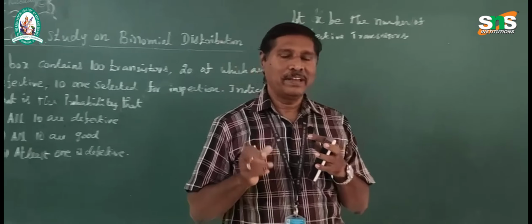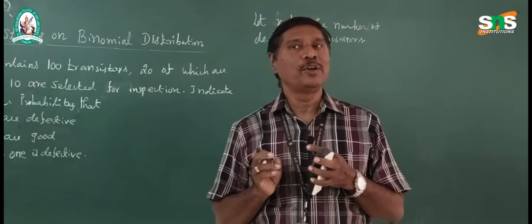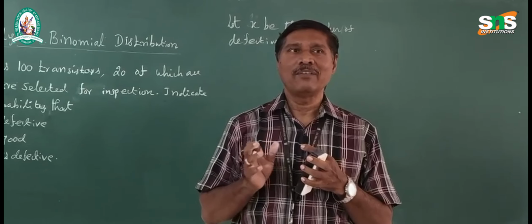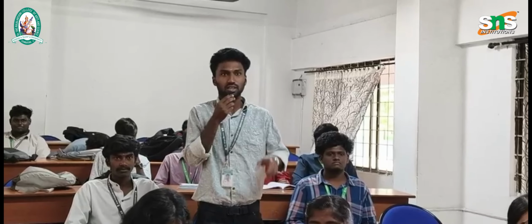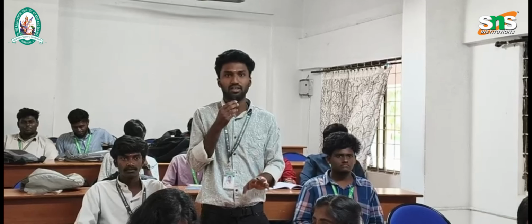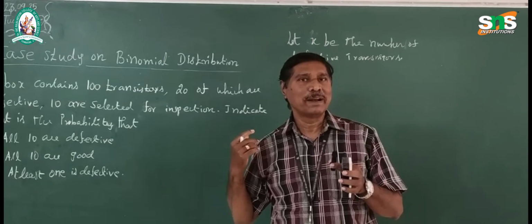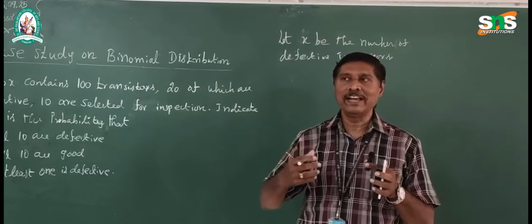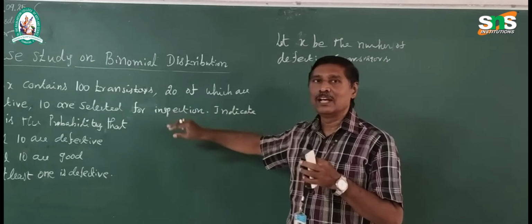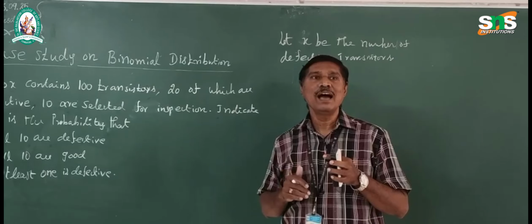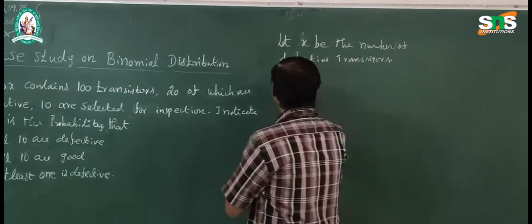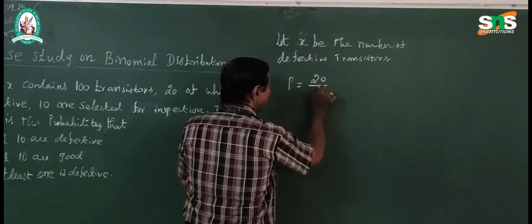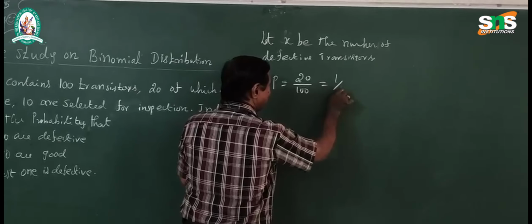Now, when we derive binomial distributions, we need the p and q values. So what is p? P means possibility. Here there are 20 defective transistors out of 100 in total. Therefore, the possibility for defective is 20 by 100. So p is equal to 20 out of 100, that is equal to 1 by 5.